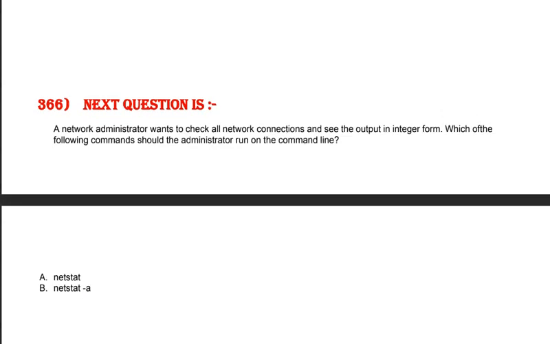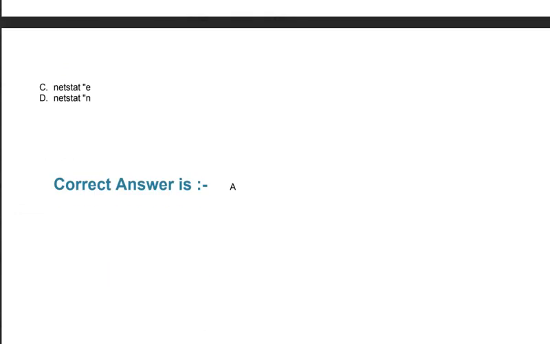Question is, a network administrator wants to check all network connections and see the output in integer form. Which of the following commands should the administrator run on the command line? Option A, netstat. Option B, netstat -a. Option C, netstat -e. Option D, netstat -n. Correct answer is option A.